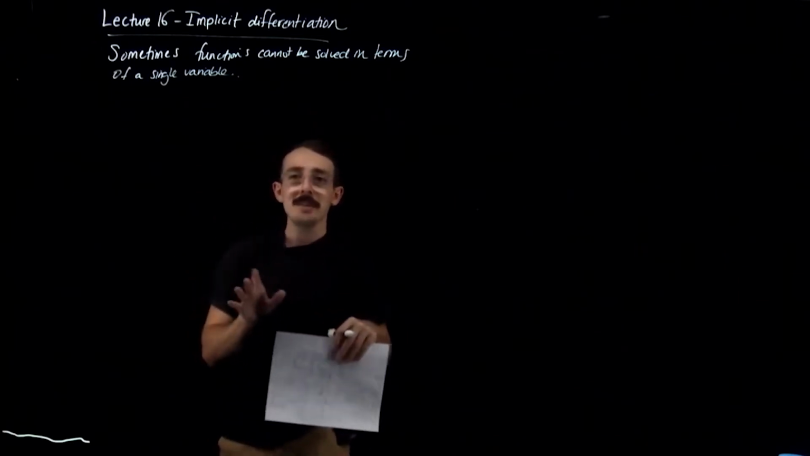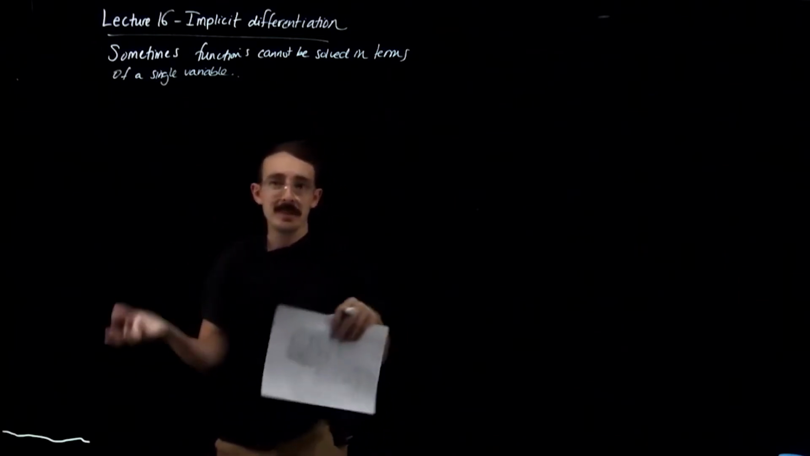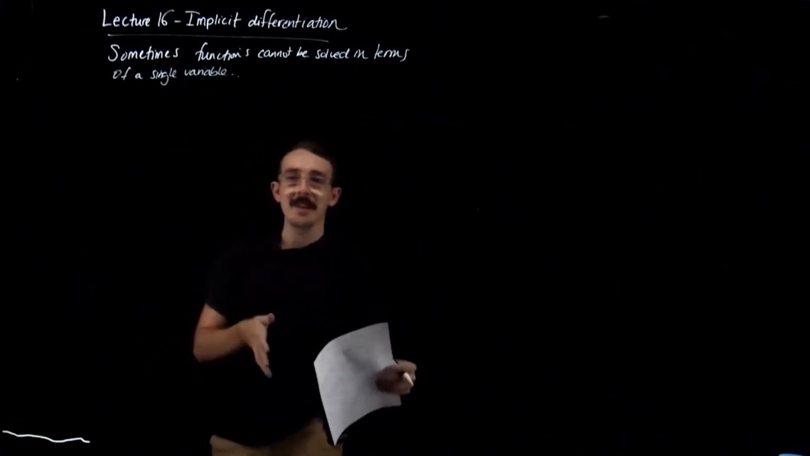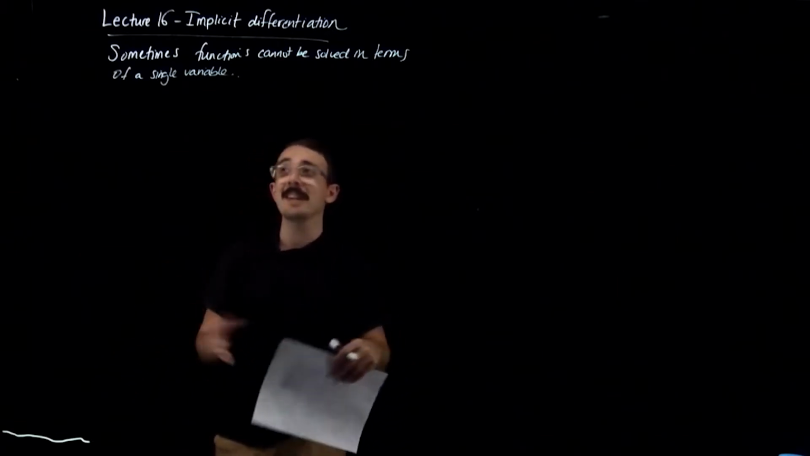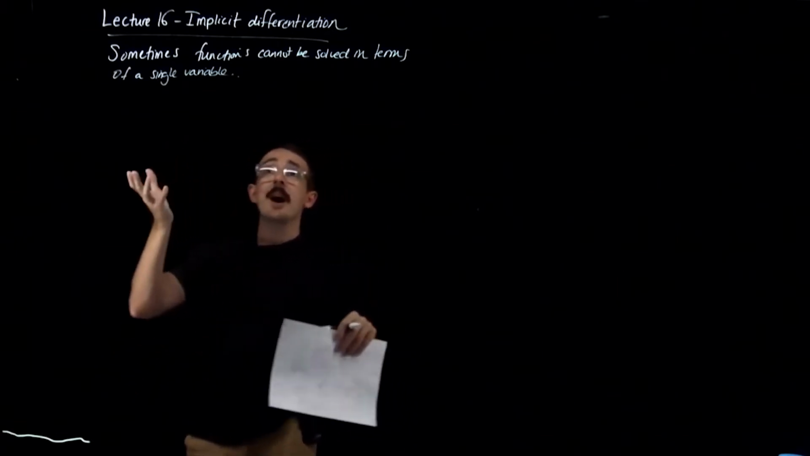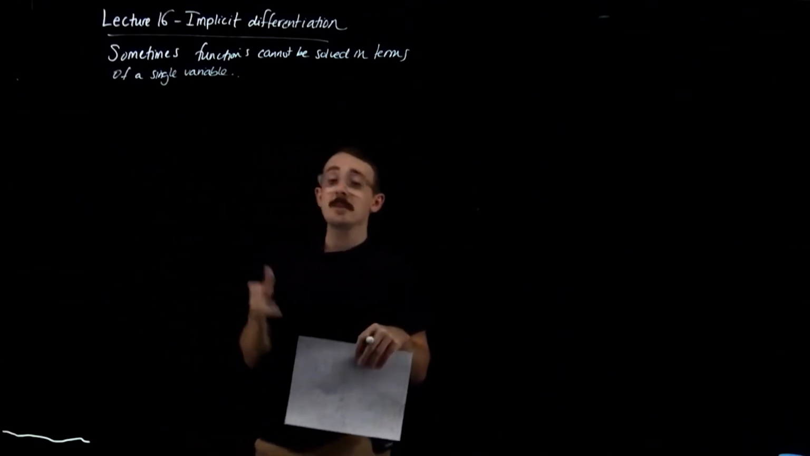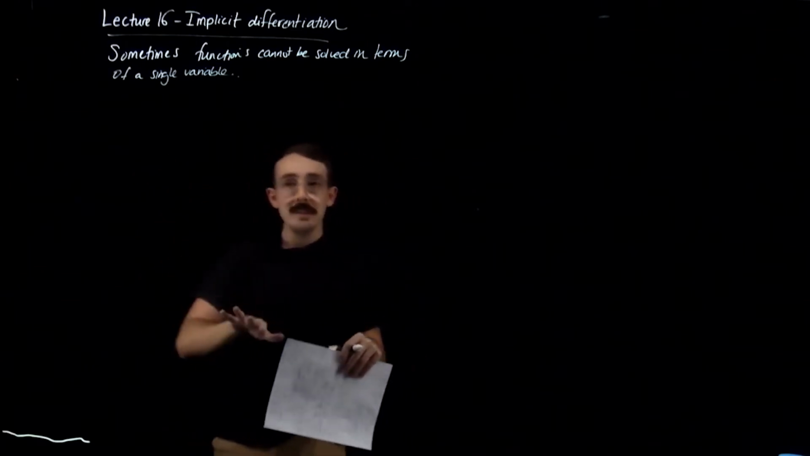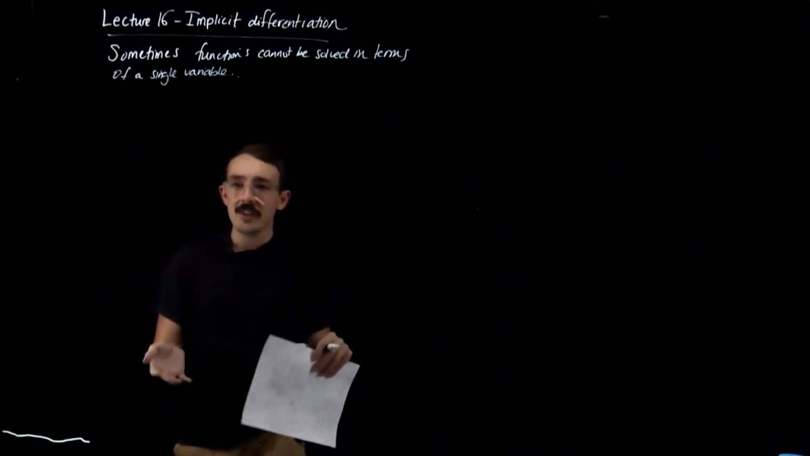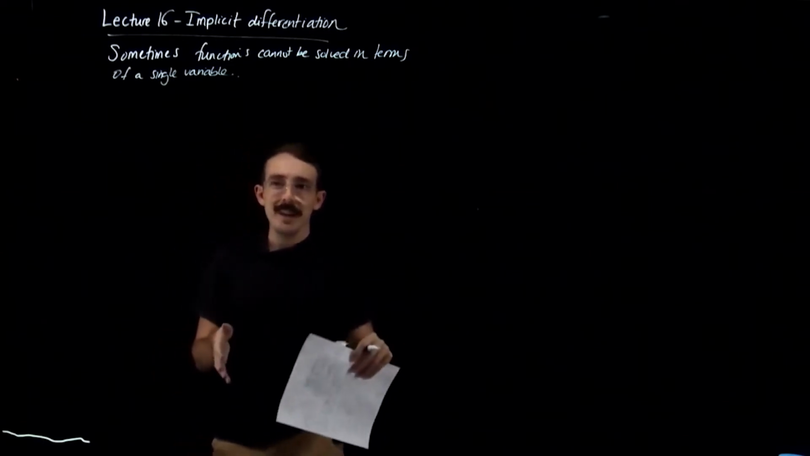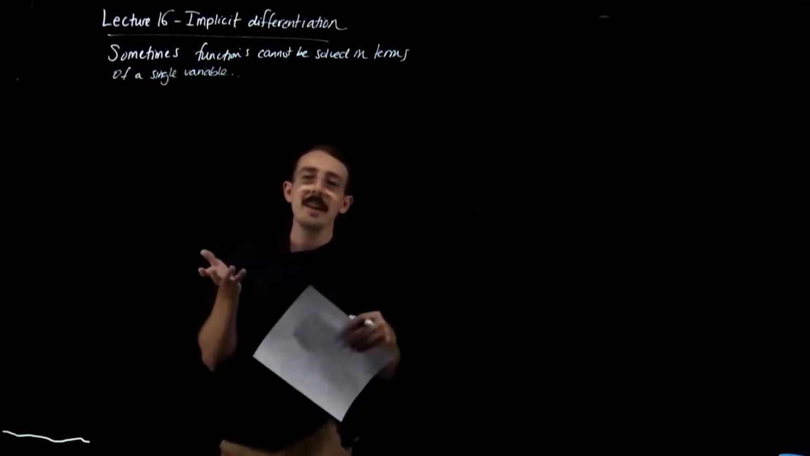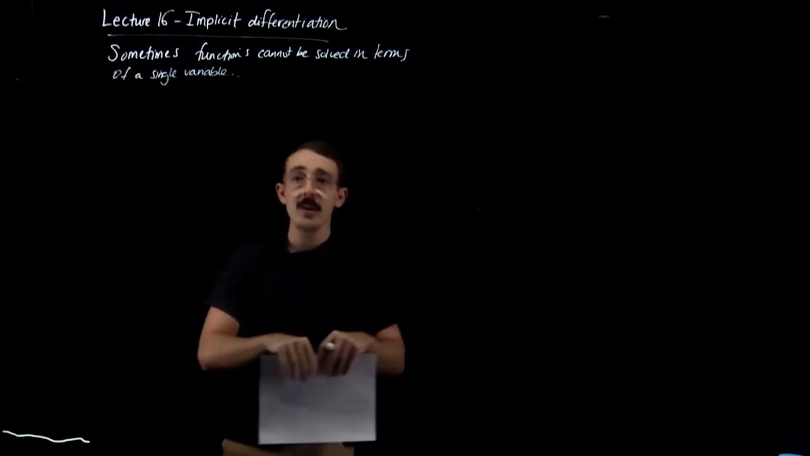I'm going to take a moment to explain what it means to have an implicit function versus explicit, so you just know what we're doing here. Sometimes functions cannot be solved in terms of a single variable. Up until now, the functions you've differentiated look something like y equals and then some kind of function of only x.